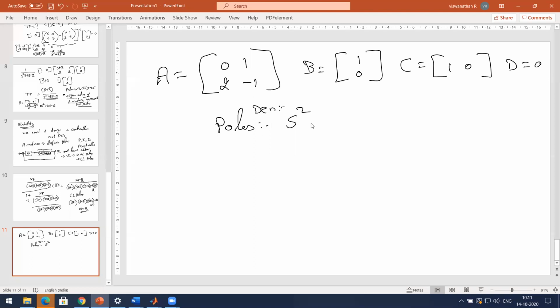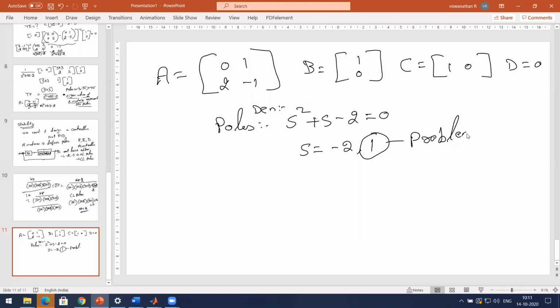Denominator equation, s square plus s minus 2 equal to 0. If you solve it, you get s is equal to minus 2 comma 1. This is the problem.